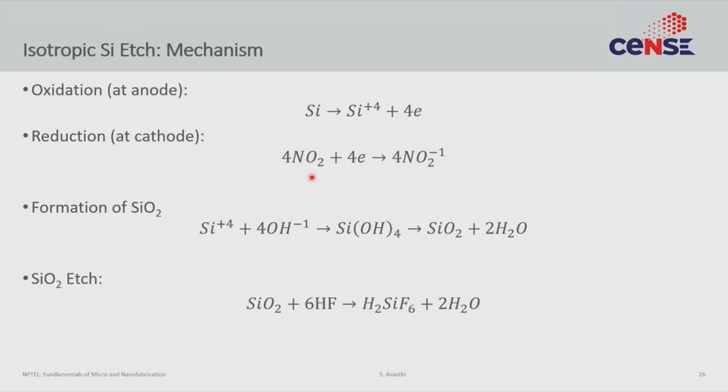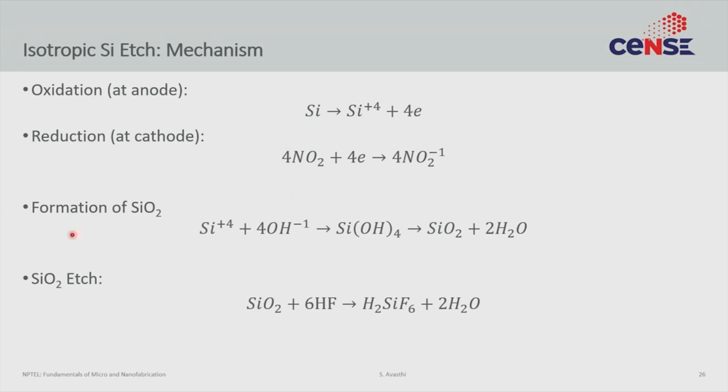How, why, and exactly the mechanism will be discussed in the next slide. But for now, let's just assume there is NO2 in the system and that NO2 is actually getting reduced at the cathode. These two reactions are of course the equal and opposite electrochemical reactions.